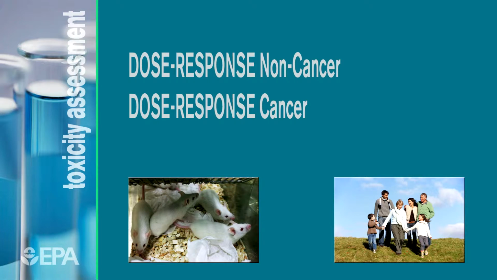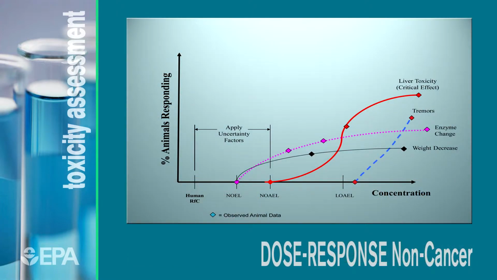We'll start with non-cancer effects and then move to dose-response assessments for cancer-causing agents. In this example, a toxicologist is working on developing a toxicity value for chemical X. She goes to the literature to see what studies have been done on this chemical X and finds that 4 different studies are available. In one study, 3 different groups of mice have been exposed to different concentrations of chemical X, using a special apparatus that allows the mice to breathe through their nose and mouth.